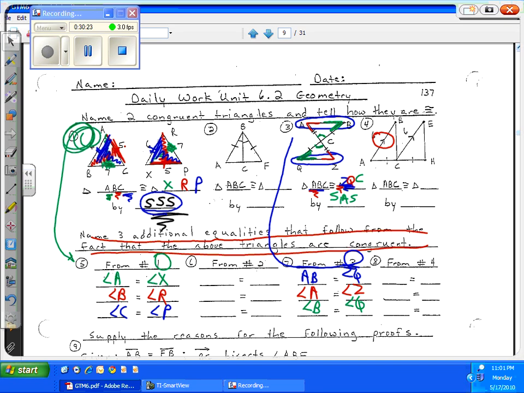Number 4 does have parallel lines, and so when you see parallel lines, you're looking for alternate interior angles are equal, that make a Z. Corresponding angles are equal, that make an F. Same side interior angles are supplementary, but that doesn't help you because we need equal stuff to prove congruency, right? So you need to be looking for either alternate interior angles or corresponding angles, given that those two lines are parallel.